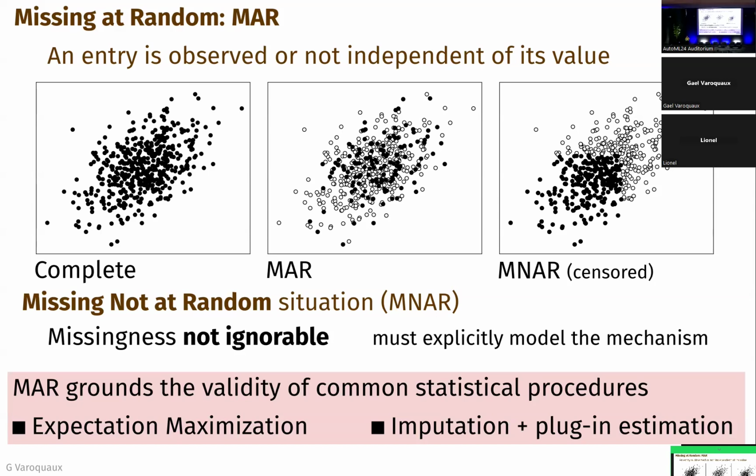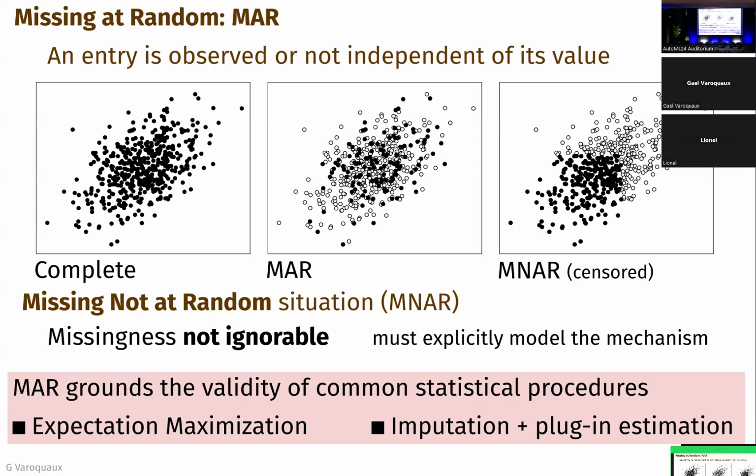The one for which it's possible to derive strong statistical results is known as missing at random. A missing at random scenario is a scenario where whether an entry is observed or not is independent of the value of the entry, conditionally on the others. Okay? So this is a missing at random setting.